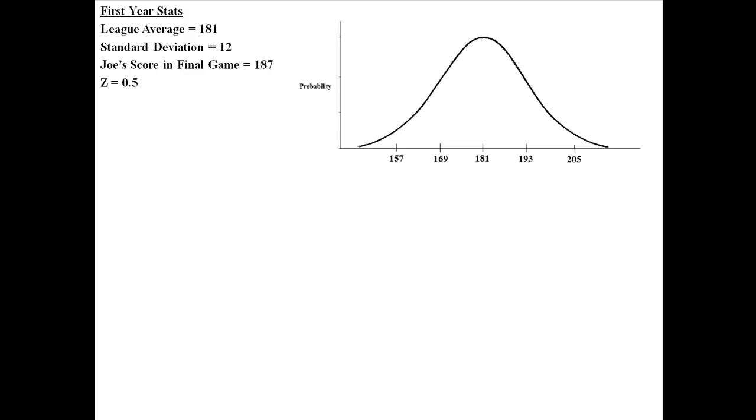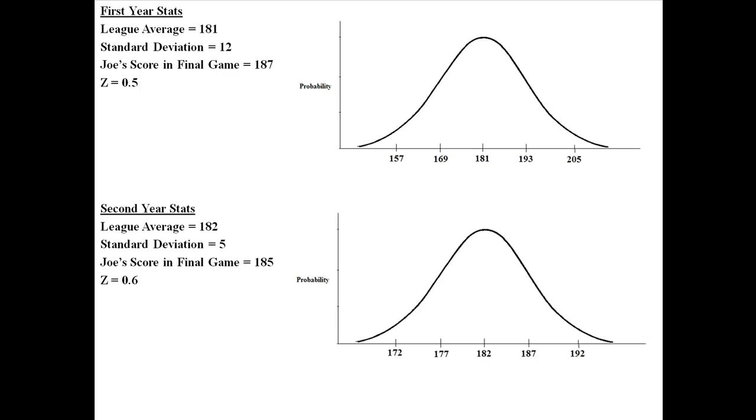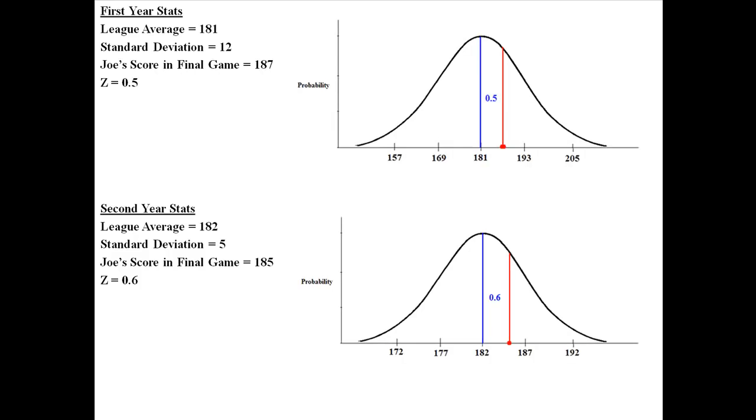For the first year of stats, we have a mean of 181 with a standard deviation of 12. And for the second year stats, we have a mean of 182 with a standard deviation of 5. So in the first year, he got a score of 187 in the final game, and in the second year he got a score of 185.